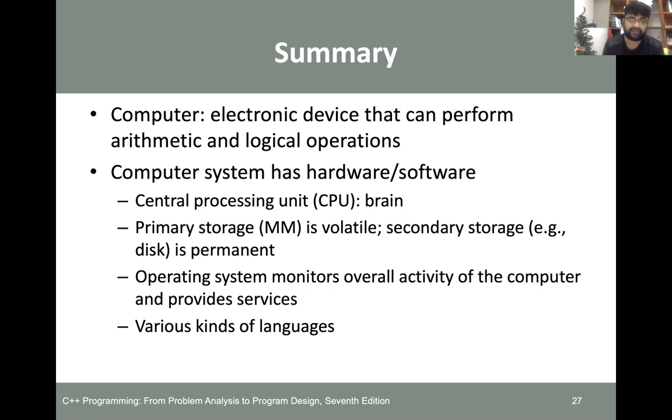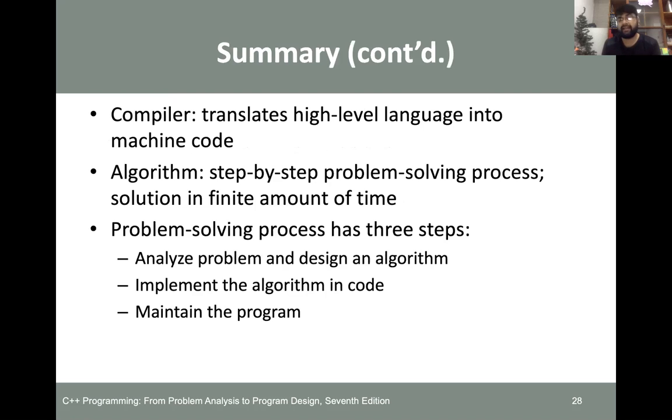The operating system is again a piece of software that monitors the overall activity of the computer and provides services to your PC and to everything. And then there are various different kinds of languages. We have seen some higher level languages, some machine level languages, and other things. So there are various different kinds of languages with which we can interact with the computer. A compiler is basically a program itself that translates the high level language that you write as your program into machine code.